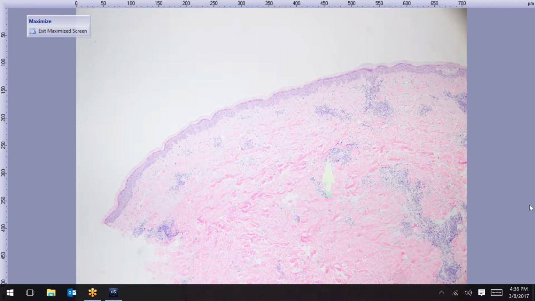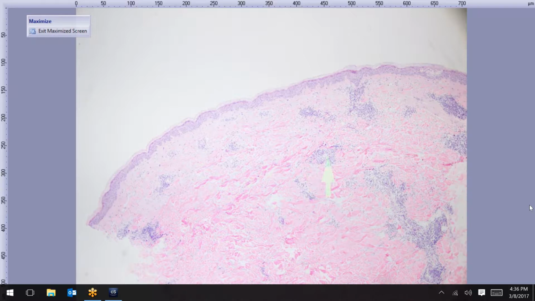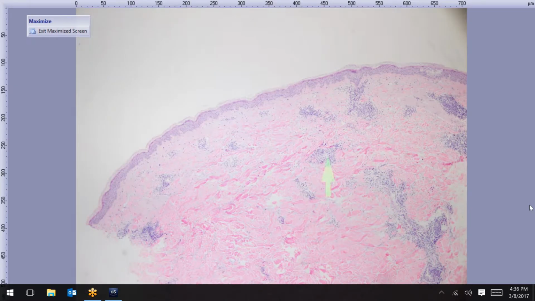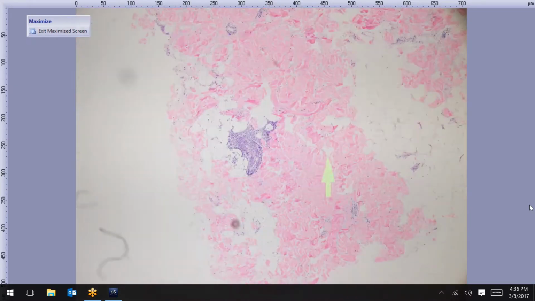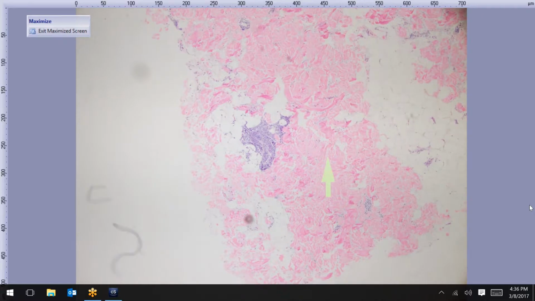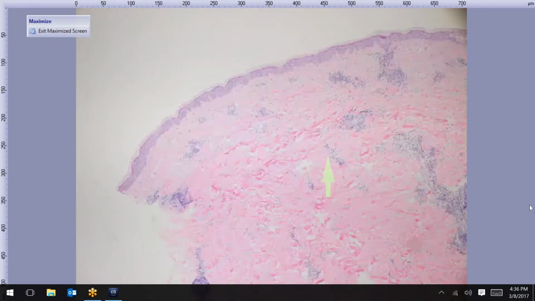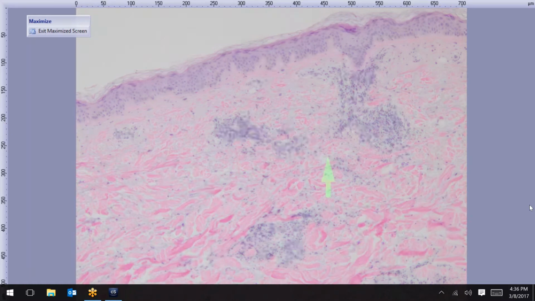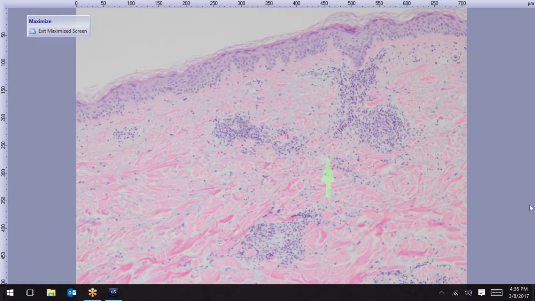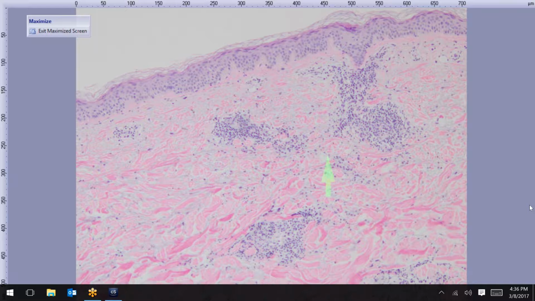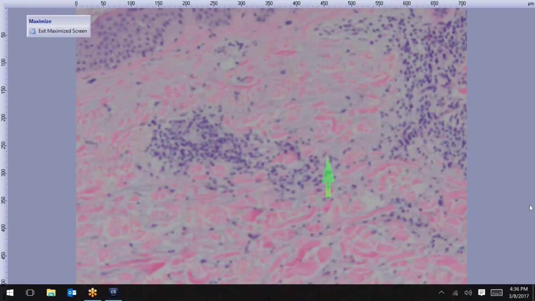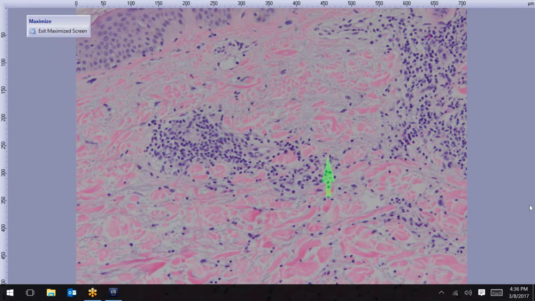All right, so here we have a superficial and deep infiltrate. Let's go a little bit higher power and take a closer look at the inflammation. Even at this power, you can sense that it's pretty blue, so it's probably mostly lymphocytes, and that's the case. It looks like pretty much lymphocytes.